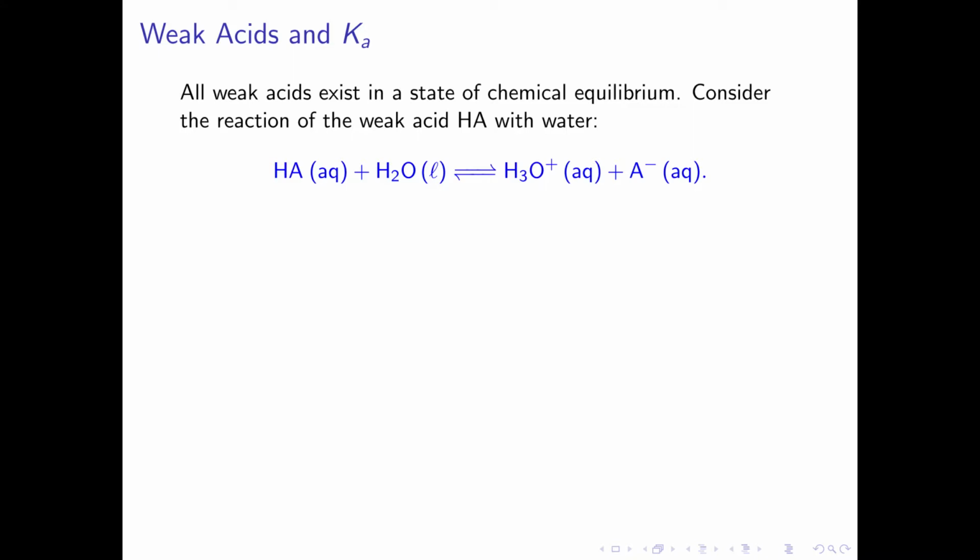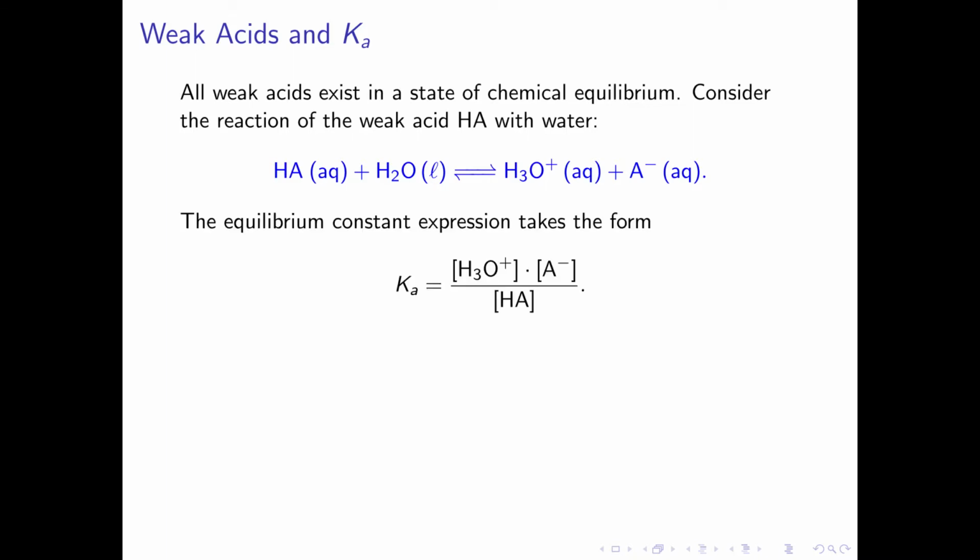All weak acids exist in a state of chemical equilibrium. Consider the reaction of the weak acid HA with water. We have HA aqueous reacting with water to form in equilibrium hydronium ions plus A- ions. The equilibrium constant expression takes the form Ka is equal to the product of the hydronium ion concentration times the A- concentration divided by the HA concentration.